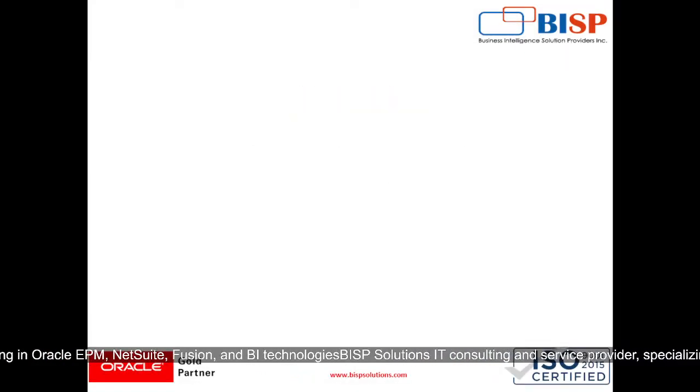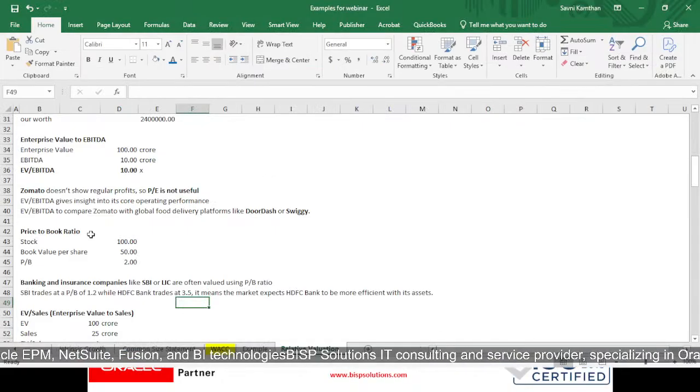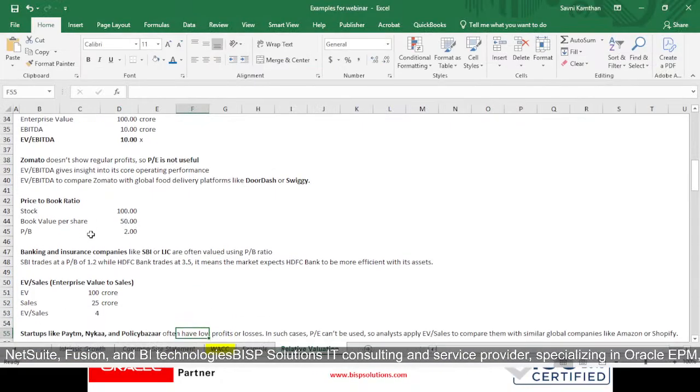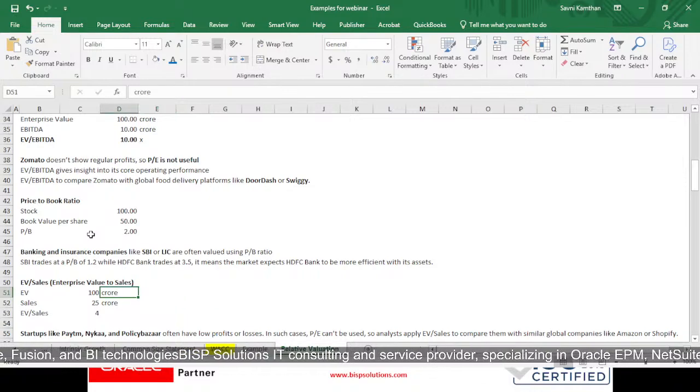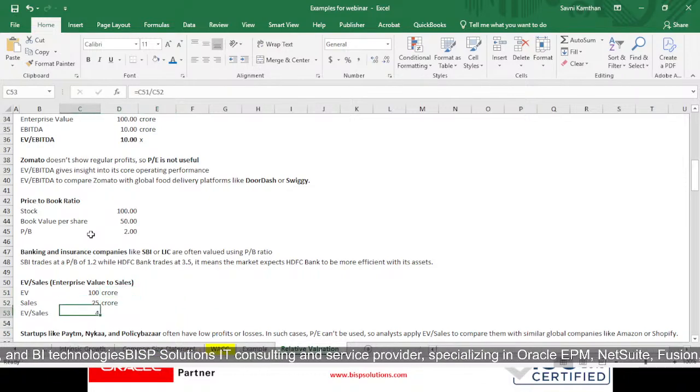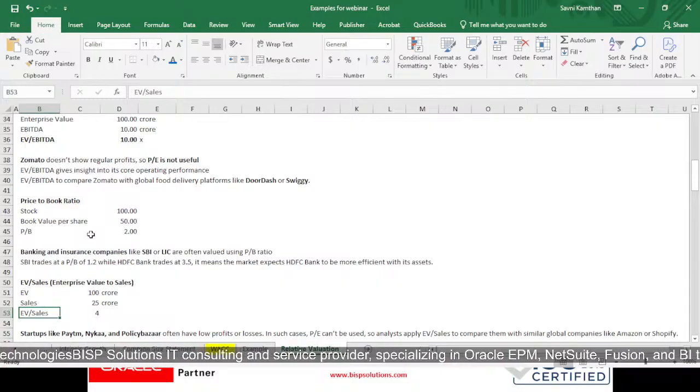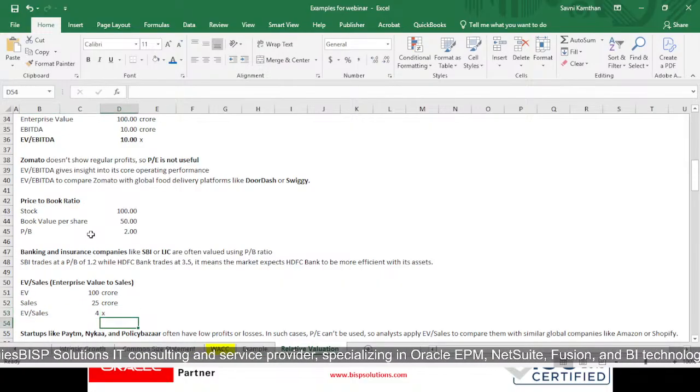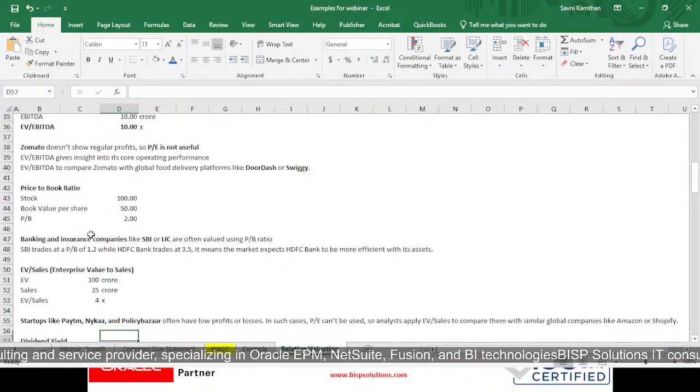So for an example, our enterprise value is 100 crore and our sales is 25 crore, and our EV upon sales is 4x. So it means the market values the company at 4 times its yearly sales, right?